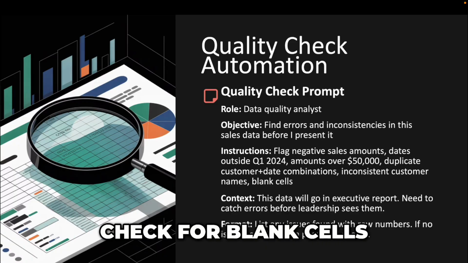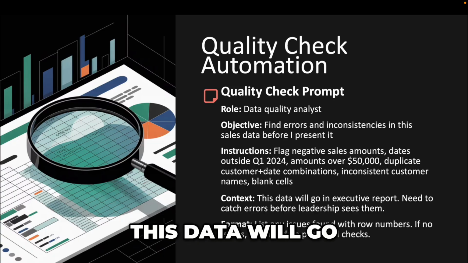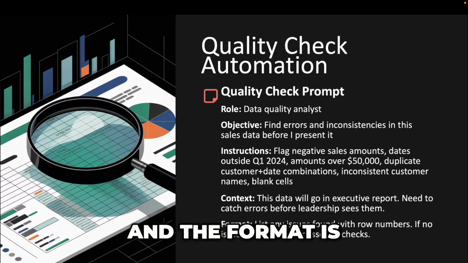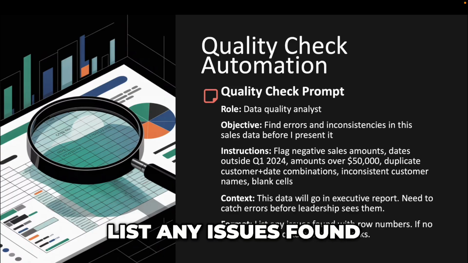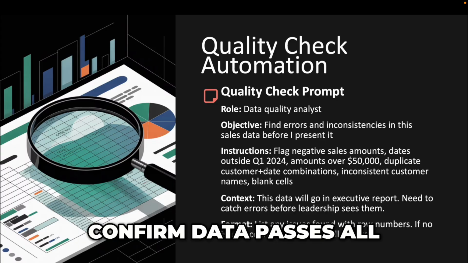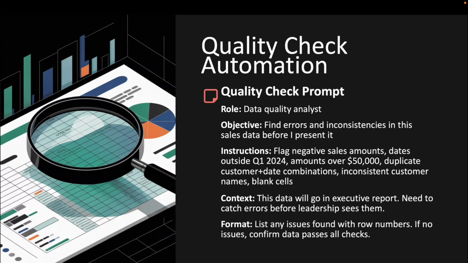check for duplicate customer and date combinations, verify all customer names are consistent, check for blank cells. The context is that this data will go in an executive report, so I need to catch the errors before leadership sees them. And the format is list any issues found with row numbers. If no issues, confirm data passes all checks. So pause this screen so you can copy this prompt.